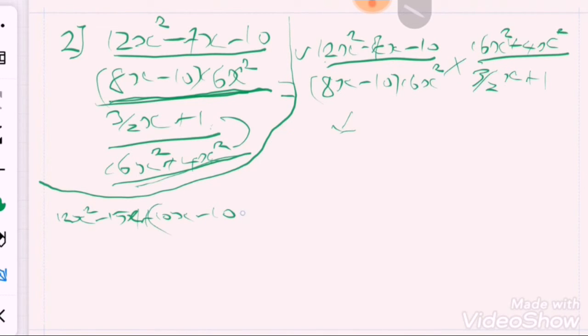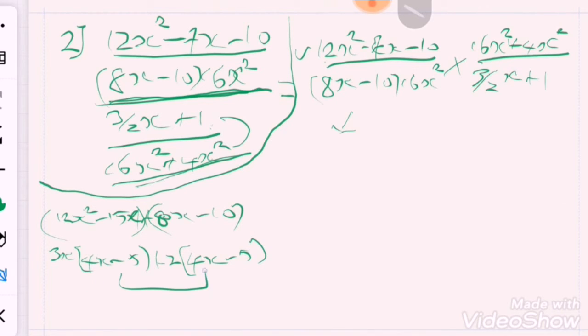Now let us group into two binomials so that we can find the GCF. Factor out 3x as the common factor here. 3x into 12x squared, I will have 4x. Then 3x into minus 15x, I will have minus 5. Again, the other one is plus 2. Plus 2 into 8x will give me 4x. Plus 2 into minus 10 will give me minus 5.